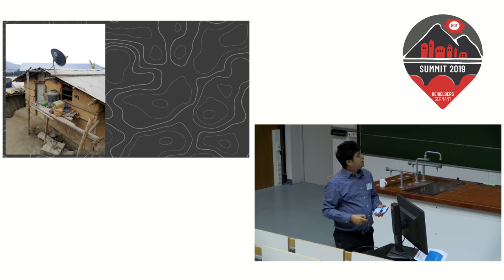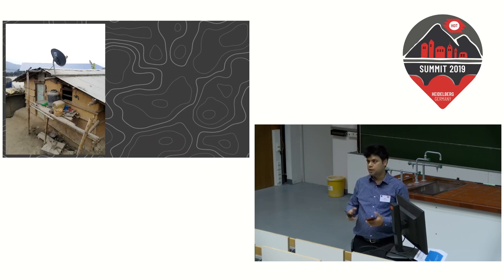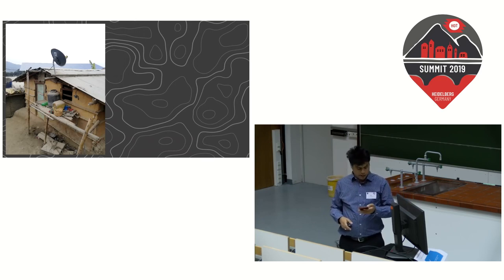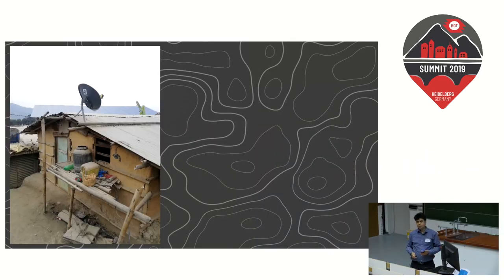So this building, what we used, this is a bamboo structure. We also encountered a few buildings like this in our sample of the 2,700 buildings, but only 0.57% of the buildings in our sample were like this.